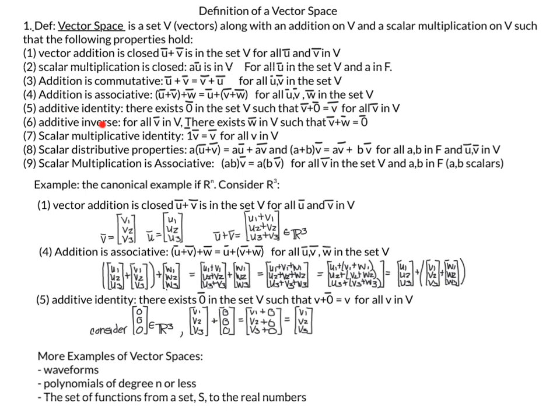We also have an additive inverse. So once you have a vector v, there must exist another vector w that's its inverse, such that v plus w equals 0. There's a scalar multiplicative identity, that is the number 1, or unity, times your vector v must give you back vector v. There's a scalar distributive property, and then also a scalar multiplication associativity property.